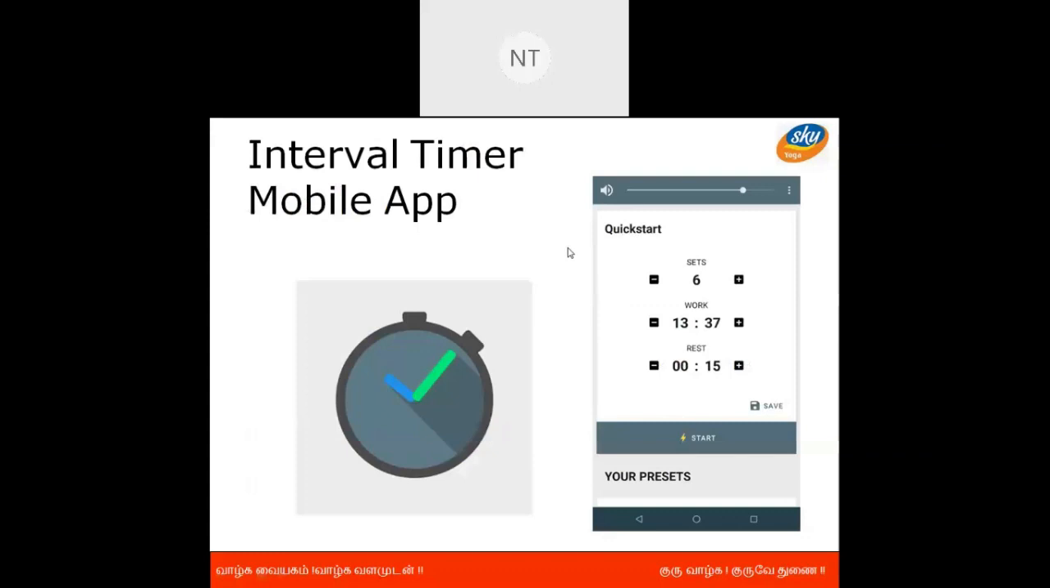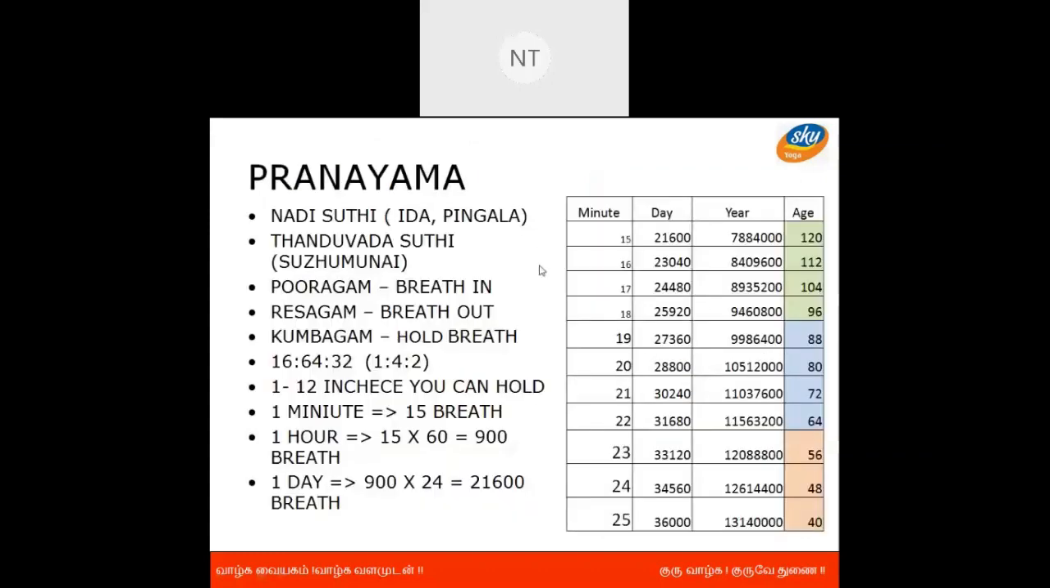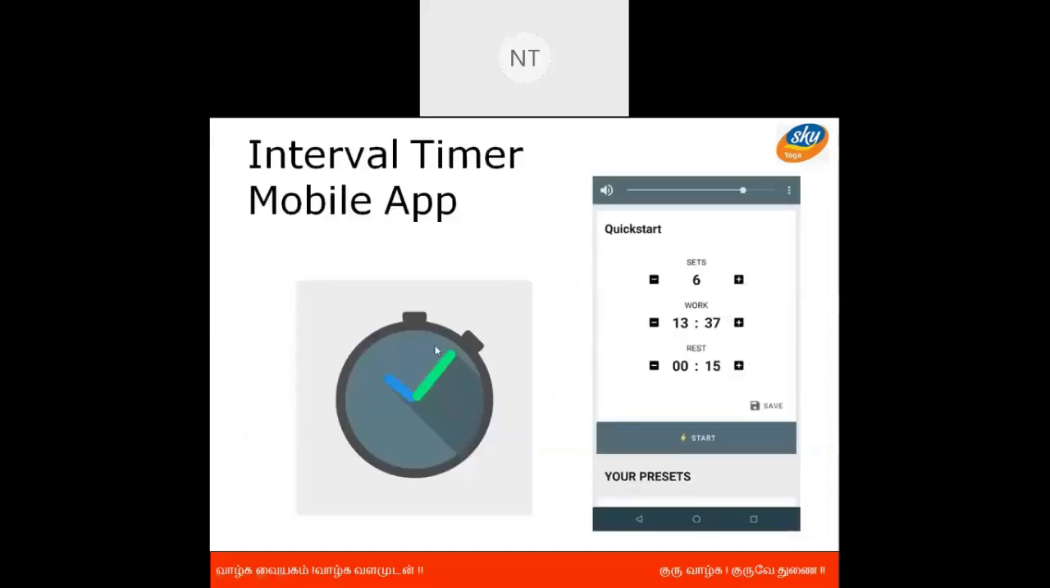The next tip I can tell you: you can't remember how many units you are inhaling or how many units you are exhaling, so I get trouble sometimes. So what I do is I use a mobile app, an interval timer, which I set here to 20. Suppose I wanted to take 10 breath in and 20 breath out. What am I supposed to do in that case? Here I have to fix 10 here.